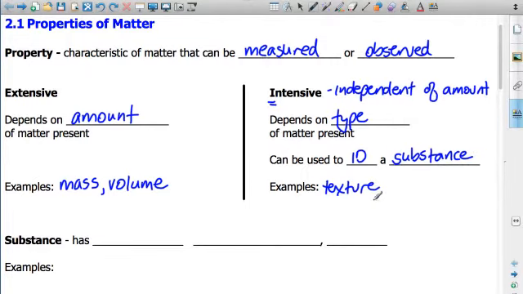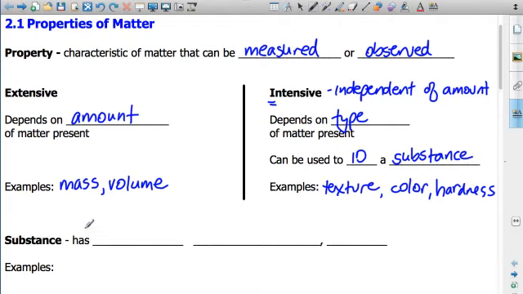For example, glass in picture frames. The glass is smooth no matter if it's a 4 by 6 inch picture frame or if it's a 16 by 20 picture frame. Color is another intensive property that doesn't depend on the amount. Hardness is a third example. For example, diamonds are hard no matter whether it's 1 carat or 0.1 carat.